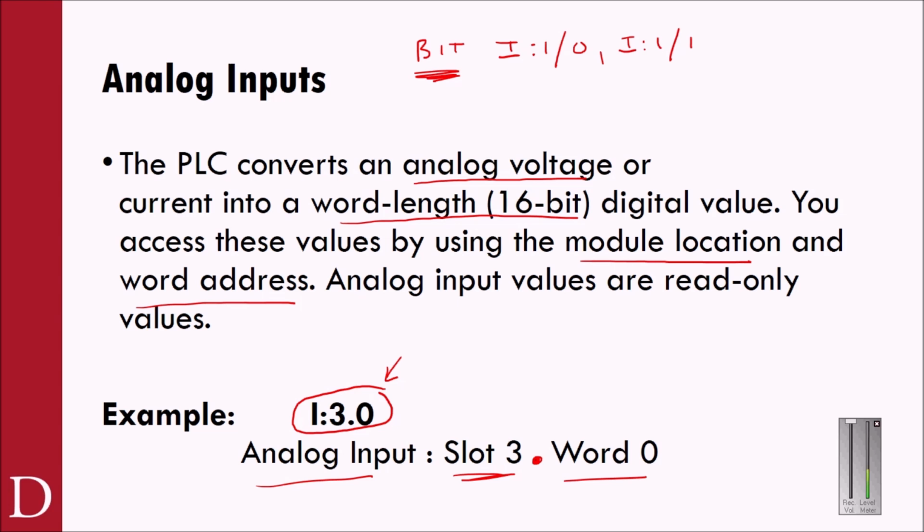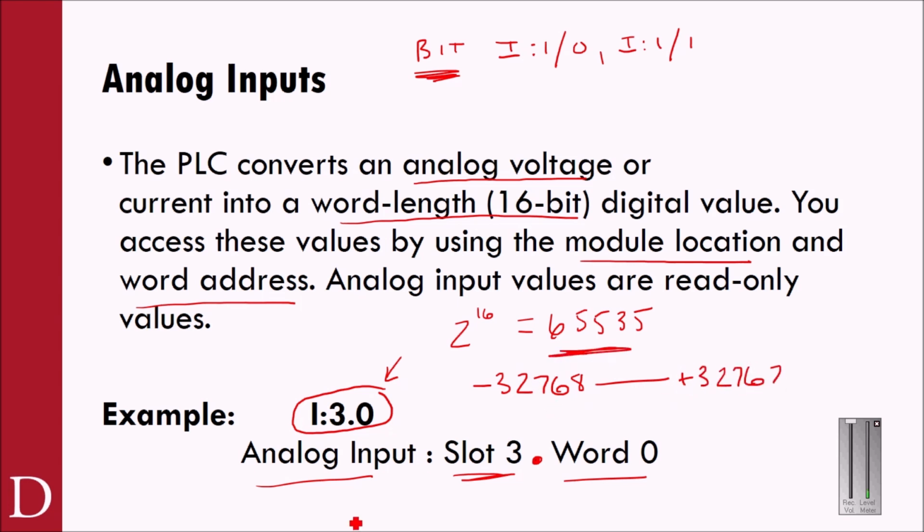So we're not going to just get a 0 or 1 stored in that location. It's going to be a 16-bit word. And that 16-bit word, if we recall, if you take 2 to the 16, that equals 65,535. And for our sake, that means we can have an analog integer that goes from negative 32,768 all the way up to positive 32,767. So that would be our signed version of this 2 to the 16.